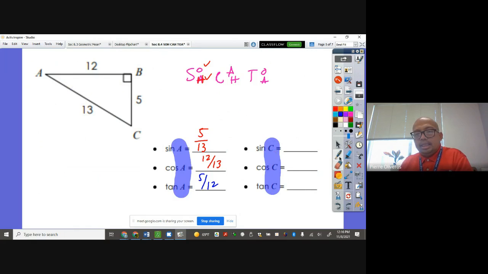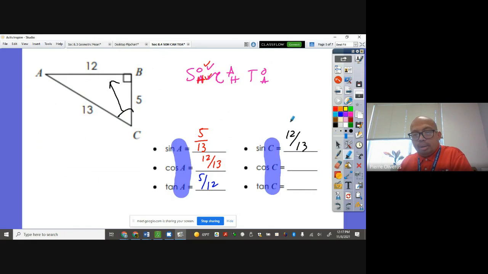Sine C. Angle C is complementary to angle A. If this is 40, then this is automatically 50. That's why they're complementary. They have to equal 90 when you add them. So sine C is opposite over hypotenuse. Opposite to angle C is 12 over the hypotenuse 13.